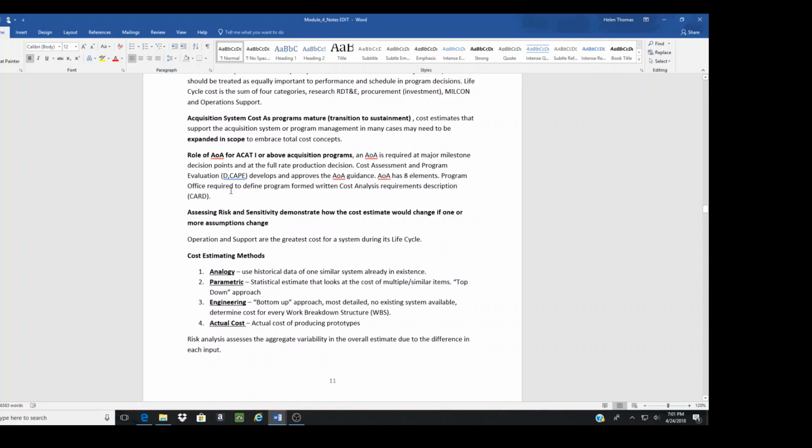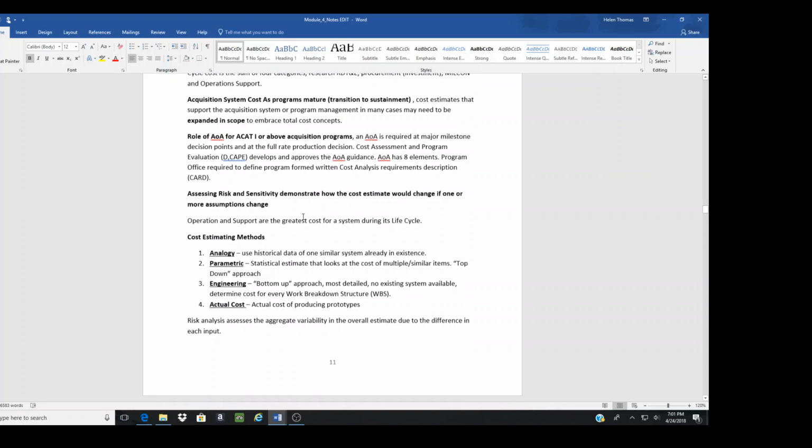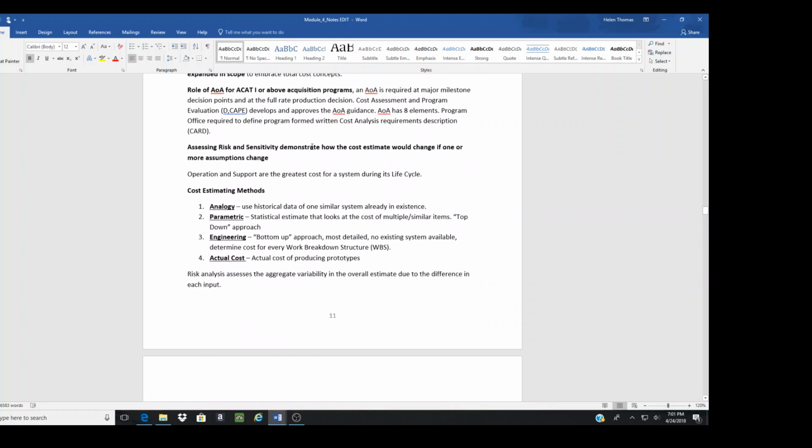The program office is required to define the program in a written Cost Analysis Requirements Description. So in doing my cost analysis, what are the different criteria I need to look at? Again, this is your PM, program manager, who works in a program office. Assessing risk and sensitivity: we've talked about risk, so I'm not going to dwell on that anymore. It looks at how the cost estimate will change if one or more assumptions change.